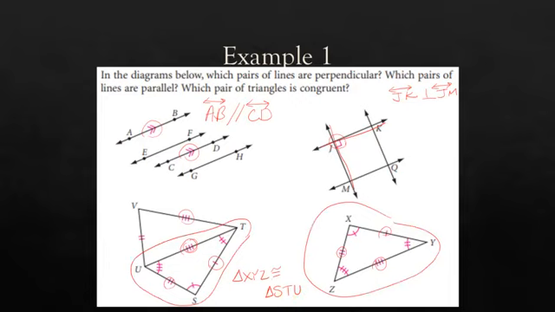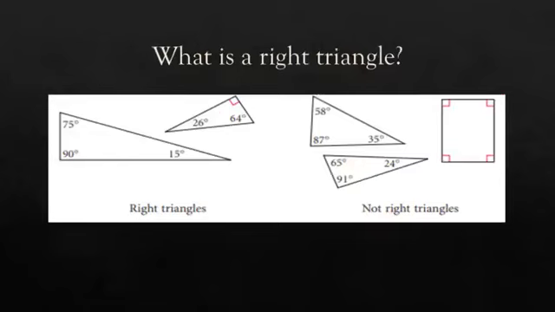Now let's start classifying some triangles. What is a right triangle? Let's give it a good definition. We see two triangles over here that are right triangles. We see the measurement of their angles listed. So that must be the important part. I see a right angle here and I see a 90 degree angle here.